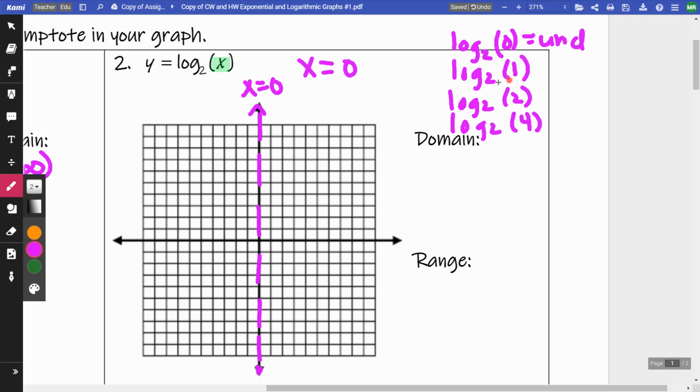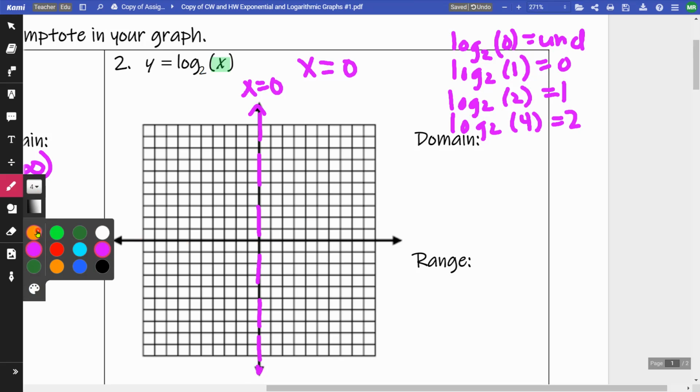Now log base 2 of 1, 2 to what power gets me 1? That's going to be 0. 2 to what power gets me 2? That is going to be 1. 2 to what power gets me 4? That is going to be 2. So I'm going to be plotting these. So I'm going to go out 1. Log base 2 of 1 is 0.